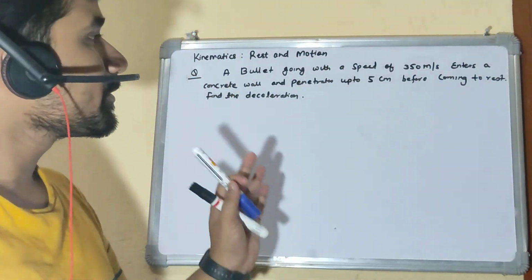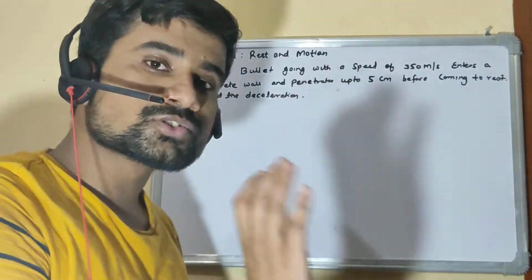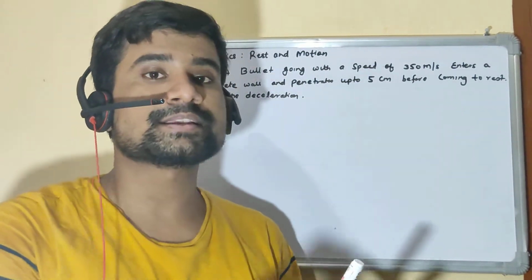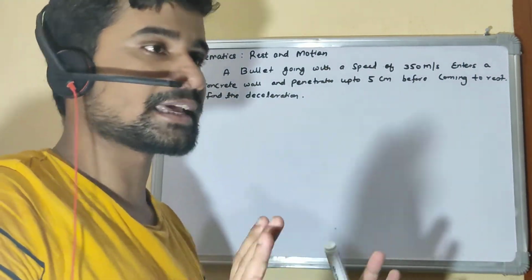In the question we are given that it penetrates that wall up to 5 centimeter and then it goes to rest. So these are our initial conditions which are given. Using that we need to find acceleration, right? So let's draw the diagram. Every physics problem needs to be started with a diagram, right?